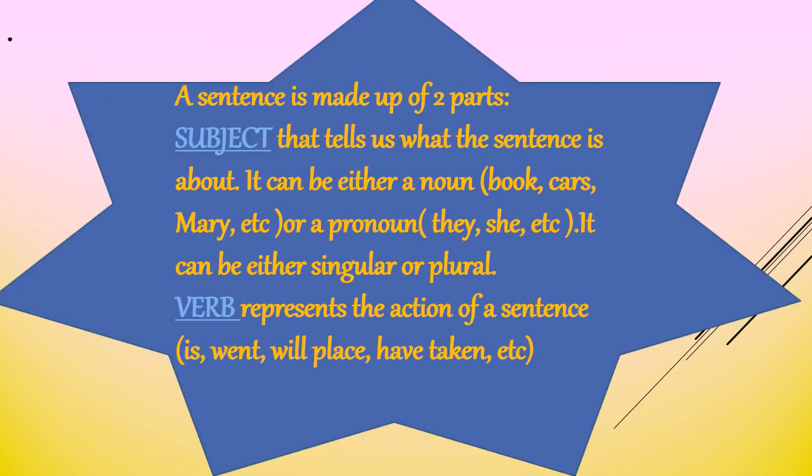A sentence is made up of two parts, one is the subject and another is the verb. The subject tells us what the sentence is about. It can be either a noun like book, cars, Mary, etc., or a pronoun like they, she, etc. It means a subject can be a noun or a pronoun, and it can be either singular or plural. And the verb represents the action of a sentence, like is, went, will place, have taken, etc.